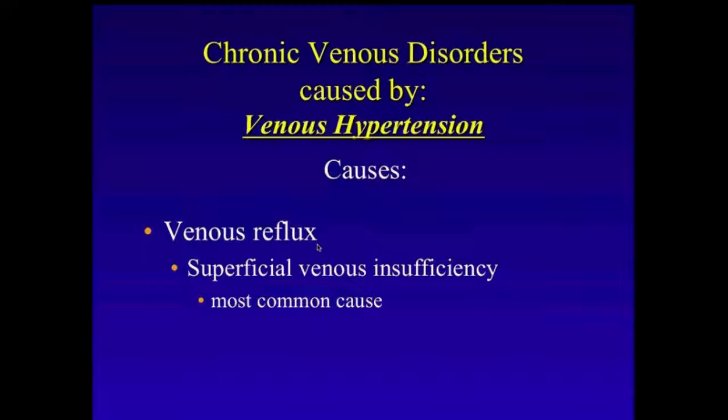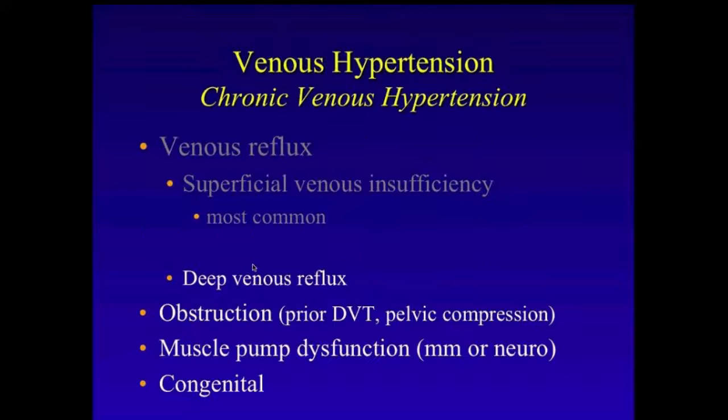So chronic venous disorders are caused by venous hypertension. That's the currency for all the problems related to venous disorders. Venous reflux is the most common cause, and overwhelmingly, the venous reflux occurs in the superficial rather than the deep compartment. So we're going to spend a lot of time talking about that.